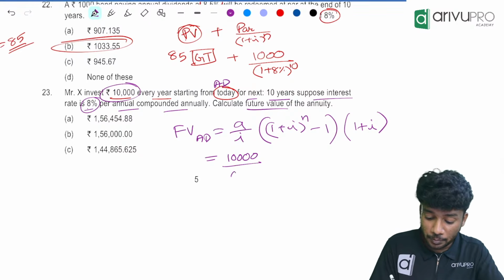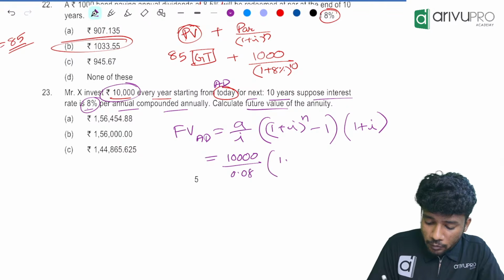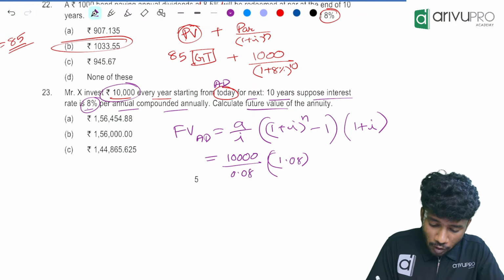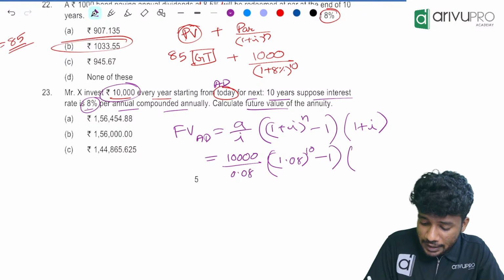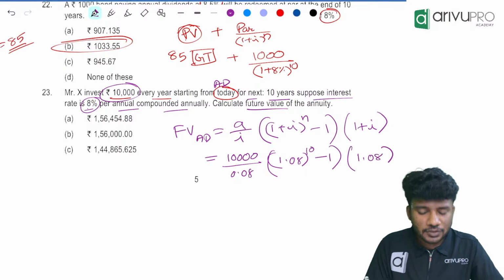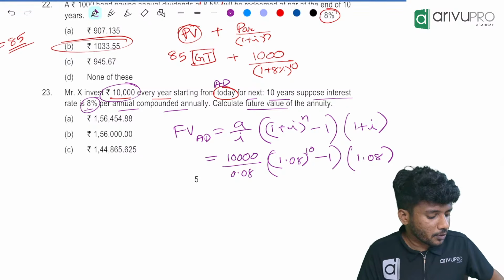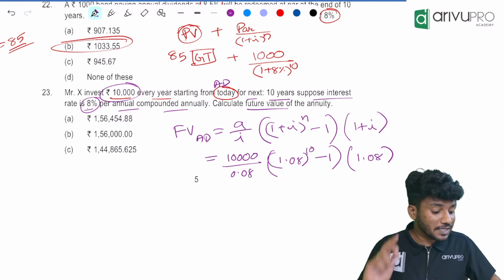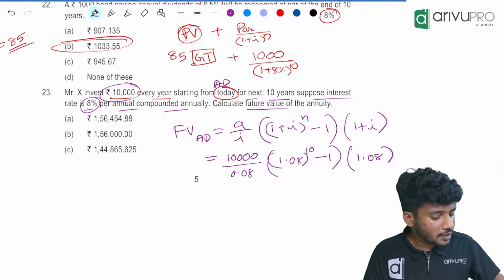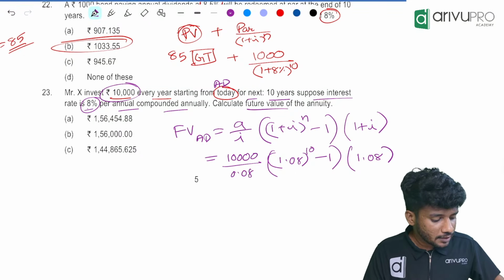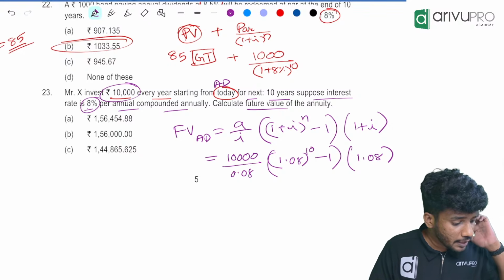10,000 divided by I. That is I is how much? 8% can be written as 0.08. The whole 1.08 raised to n is how much over here? 10 minus 1 into 1.08. Just use calculator, get me the answer. 1.08 into equal to how many times? 9 times. Then minus 1. Multiply it with 1.08, multiply it with 10,000, divide by 0.08. How much is the answer you are getting?